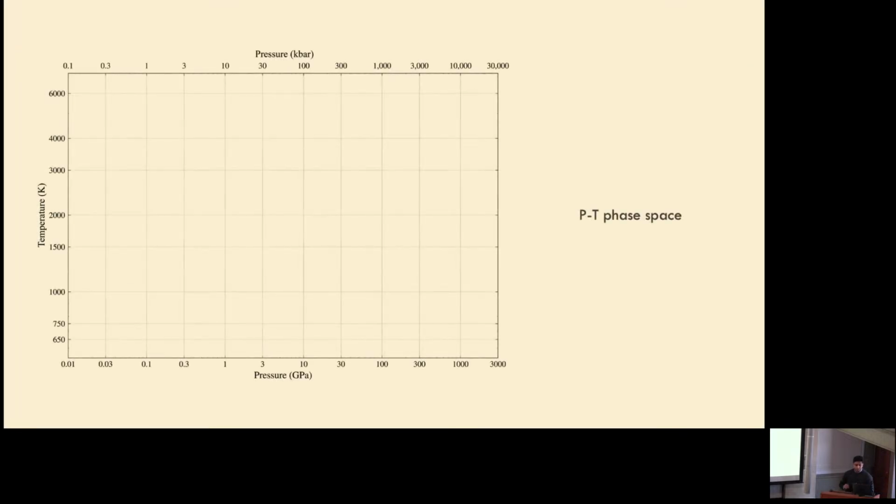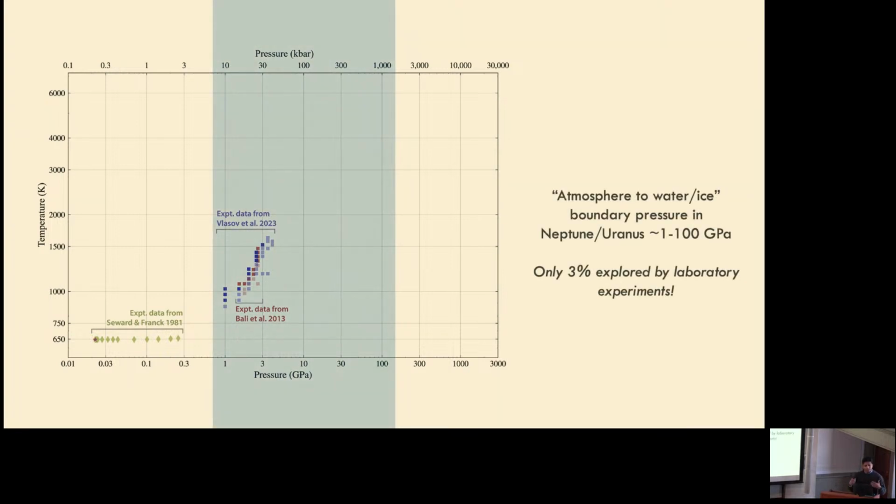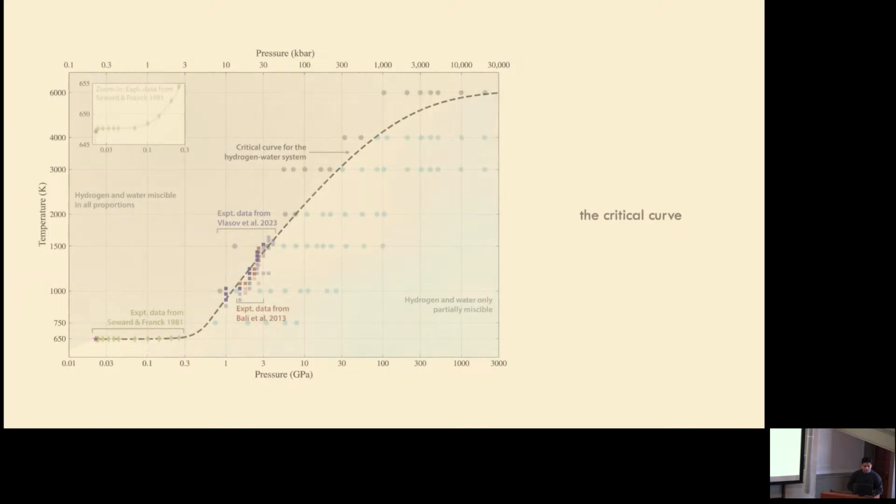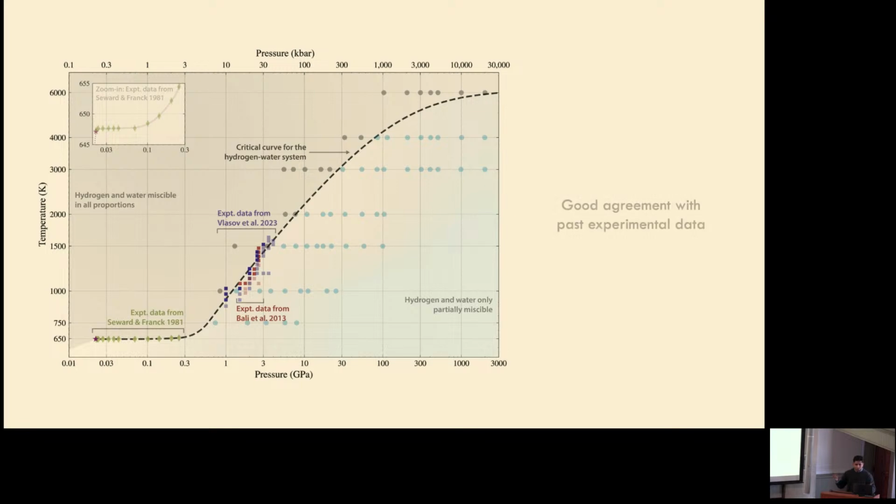So let us have a look at the data. Again, temperature on the y-axis, pressure on the x-axis, log scale both. And this is how the experimental data looks. This blue region is where we expect the atmosphere-to-water boundary to be in the Uranus-Neptune case, for instance. And experiments are only exploring 3% of this space. And so we went ahead and figured out how these interactions are at these data points. And what we find is that the critical curve looks something like this black dashed curve. First of all, we can see good agreement with the data.